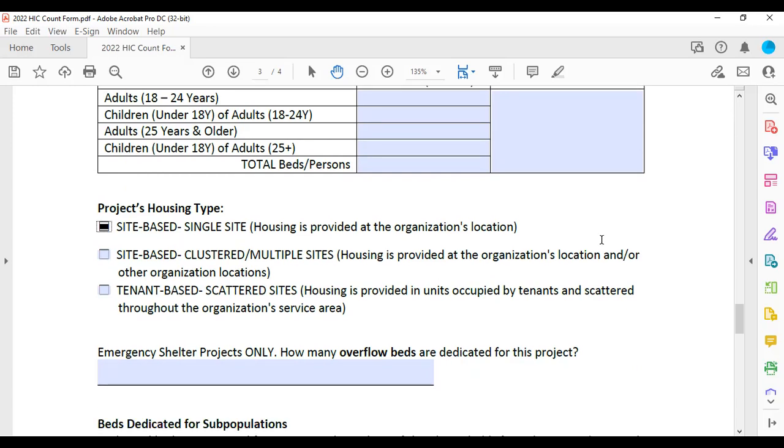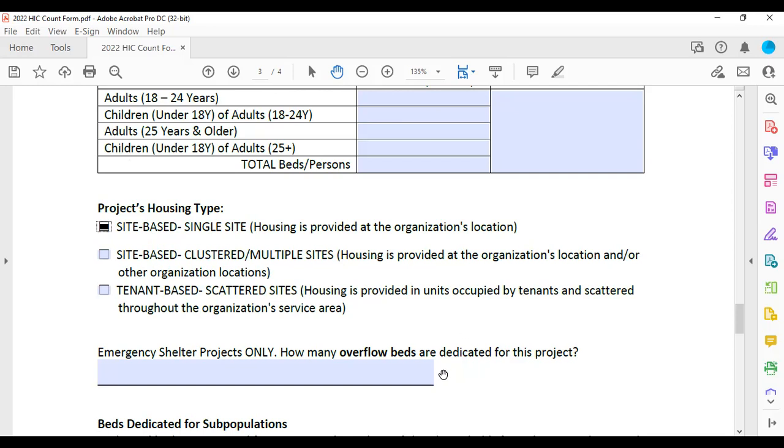So even though you would still be a site-based single site, where it's all provided at one site, you have different units within your site, right? Yes. It's not like if you had all 16 people living together in one place, like they do at the shelter, then it would just be one. Okay. Does that make sense? That makes sense. Thank you.